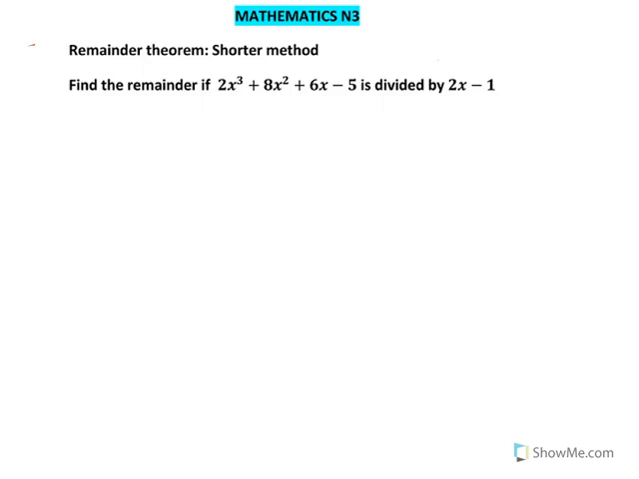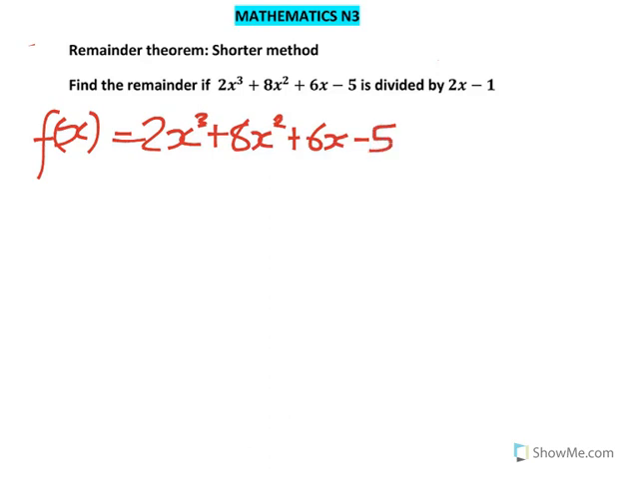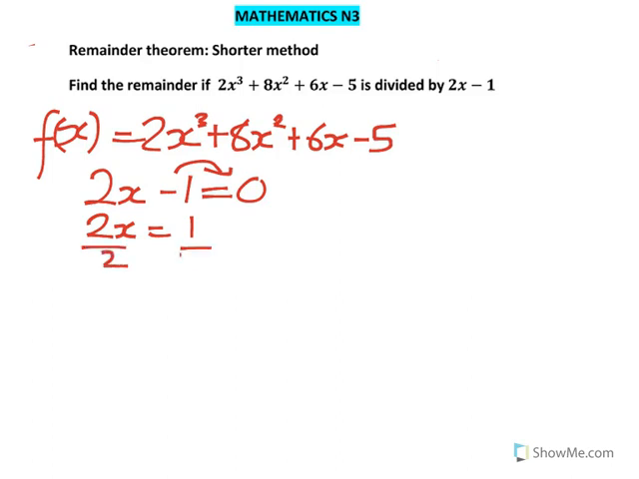It says, find the remainder if 2x cubed plus 8x squared plus 6x minus 5 is divided by 2x minus 1. If they are saying find the remainder, it is the same method that we use. You are going to have f of x is equal to 2x cubed plus 8x squared plus 6x minus 5. Now they told you it's divided by 2x minus 1. Remember, you just need to equate that to 0. Therefore, 2x is equal to, when this jumps the sign, it becomes a positive 1. You divide by 2 on both sides. So you're going to have x is equal to a half.